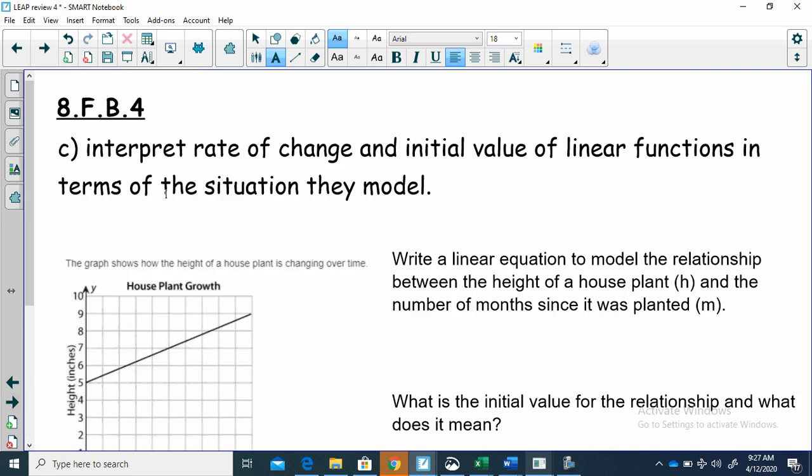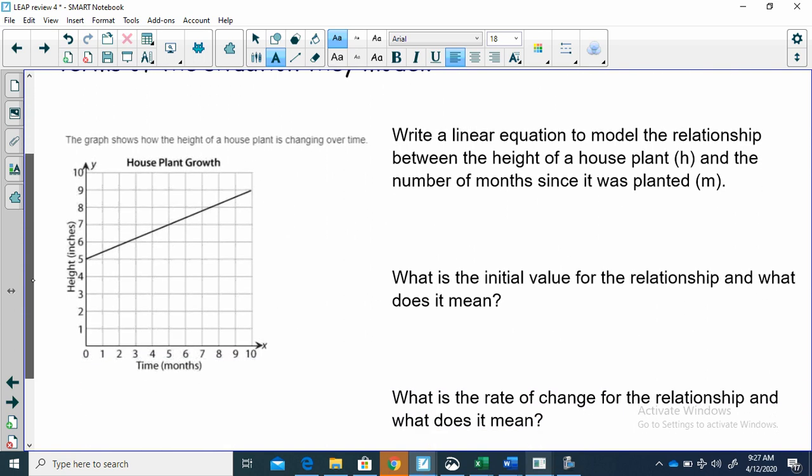And then the last thing we're going to do is interpret the rate of change and the initial value of linear functions in terms of the situation they model. What do these mean? Let's look at this one. The graph shows how the height of a houseplant is changing over time. This is the months. This is the height of that plant in inches. Write a linear equation to model the relationship between the height of the houseplant, H, and the number of months since it was planted, M. A linear equation is y is equal to mx plus b.